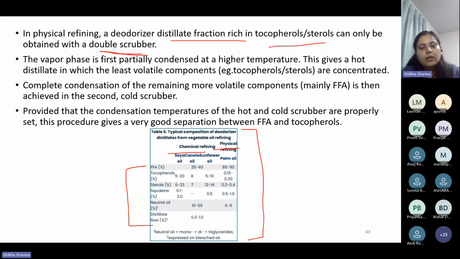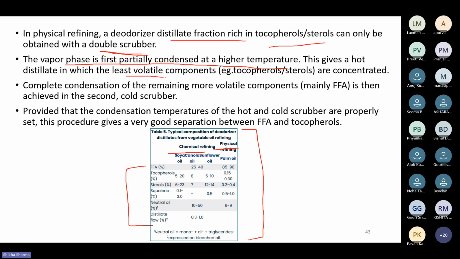double scrubbers. So the vapor phase first condenses at the higher temperature, which gives the hot distillate in which the least volatile compounds like the tocopherols or the sterols are concentrated. Then the complete condensation of the volatile compounds, which mainly includes the free fatty acids, happens in the cold scrubber. So first we apply the hot scrubber and then the cold scrubber to get the final distillate.